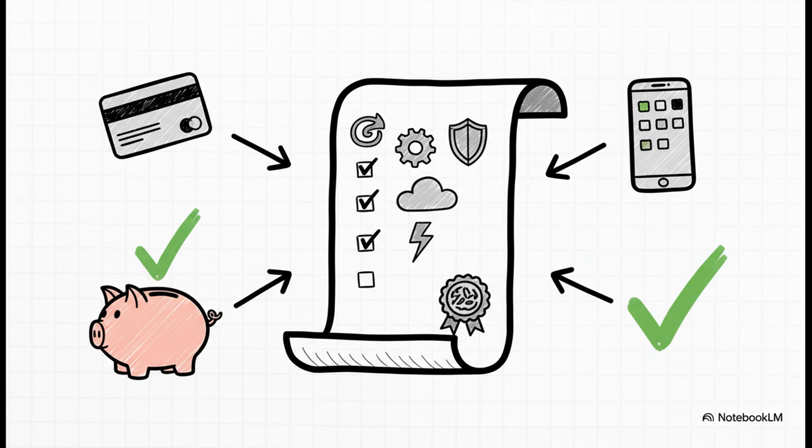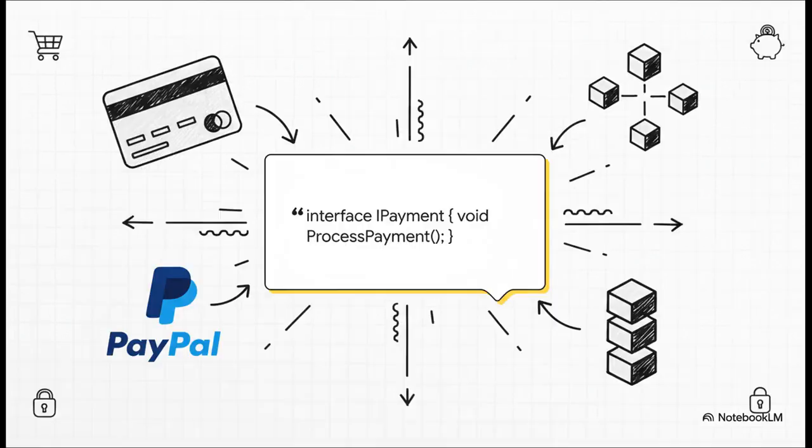Any class that uses an interface is basically signing on the dotted line, making a promise to fulfill every single part of that contract. So in this example, the IPayment interface is our contract. It demands one thing and one thing only, a process payment method. Any class that implements this, like our credit card payment class, is promising to have that method.